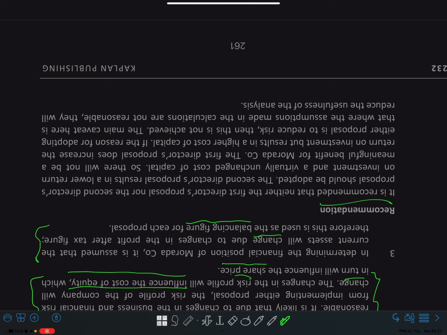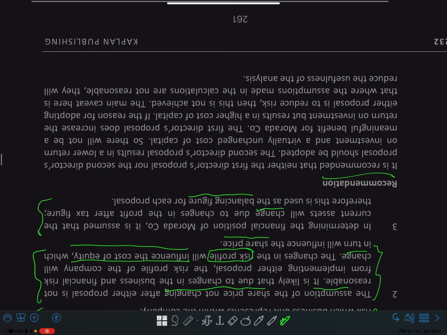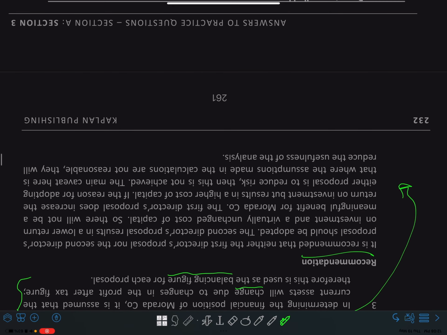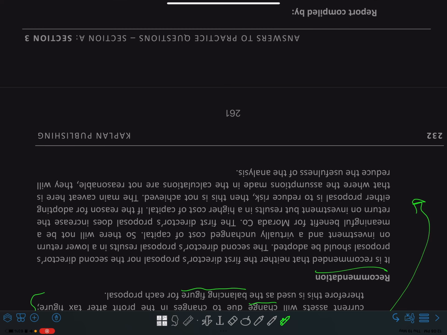So in this case as well, if you change the risk profile of a company, that will have a lot of impact, right? It will have a lot of impact. So you could write a bit about this in the conclusion and recommendation as well, I guess. How the second director's proposal, or the first director's proposal, both of them could have an impact on the shareholder. It is recommended that neither, okay, so we are giving a decision recommendation as well, neither of the proposals should be adopted, and the second director's proposal results in a lower return on investment and virtually unchanged cost of capital. So there will not be a meaningful benefit for Morada, right? Basically, you're not going up, you're not going down, right?